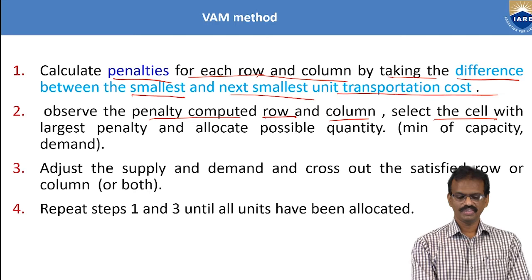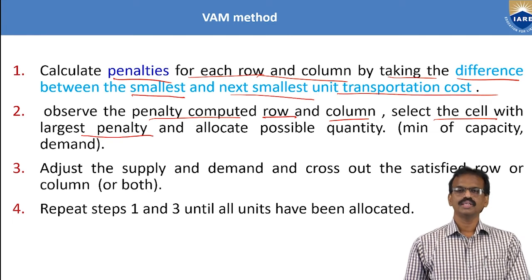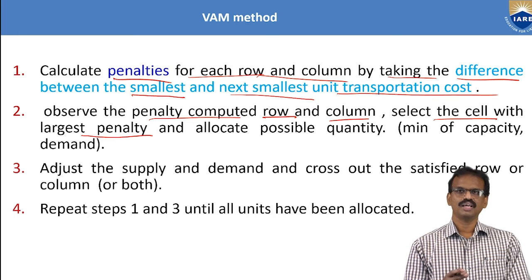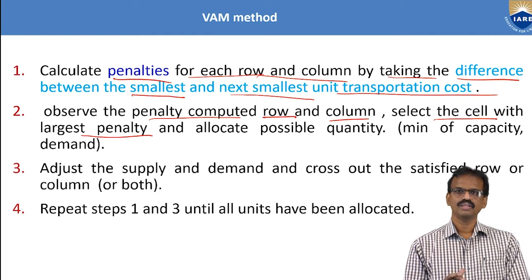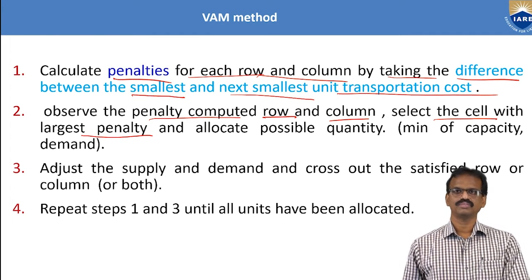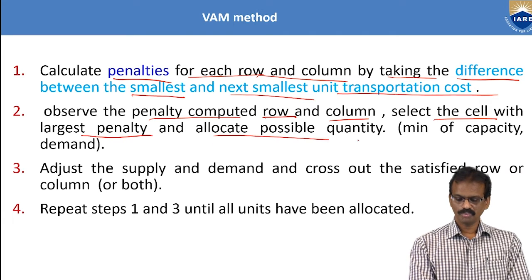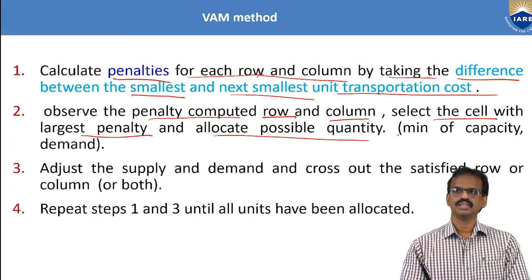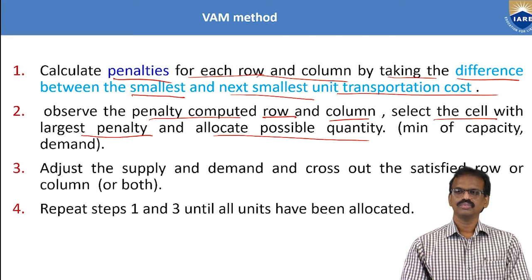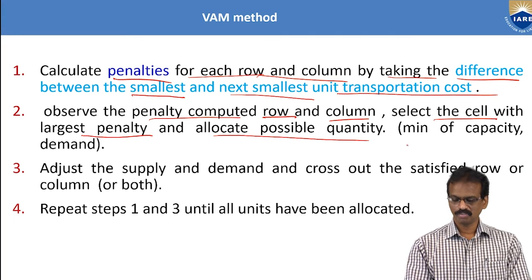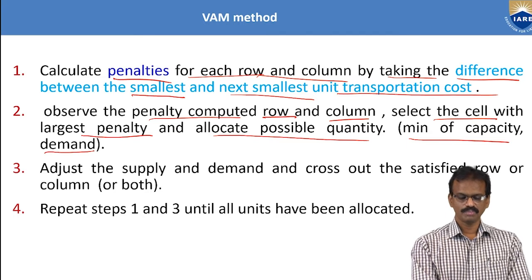Select the cell with the largest penalty. Then you have to identify which cell has the largest penalty, and allocate that one. So, take the largest penalty and allocate the possible quantity, which is the minimum of the capacity and the demand.